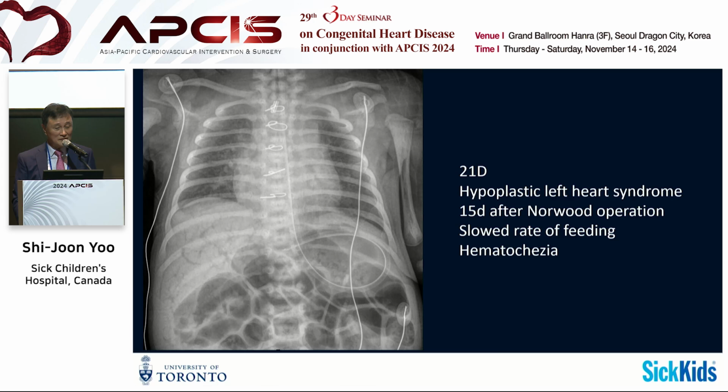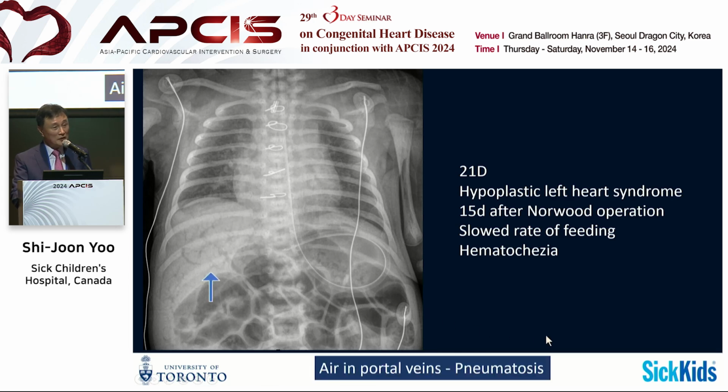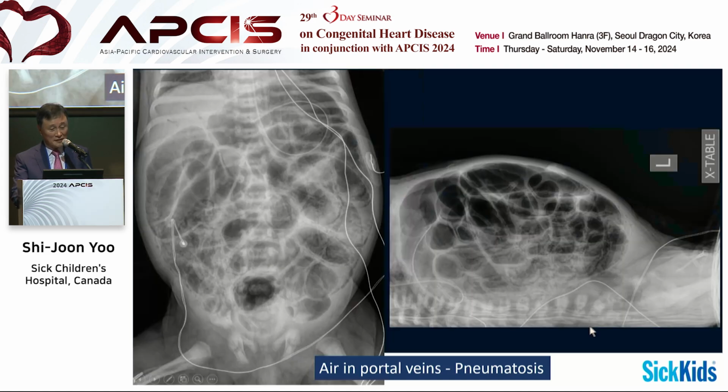Finally, 21-day hypoplastic left heart syndrome, 15 days after Norwood operation, slowed rate of feeding, and hematochezia. Do you see anything? So in chest X-ray, you can see something wrong here. What are these? This is a typical finding of air in portal veins, which is seen in patients with pneumatosis. So the patient has necrotizing enterocolitis. You can see in the abdomen typical findings of pneumatosis. Okay.